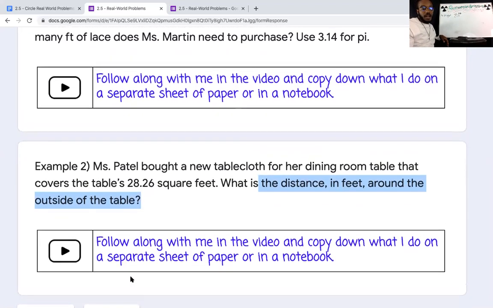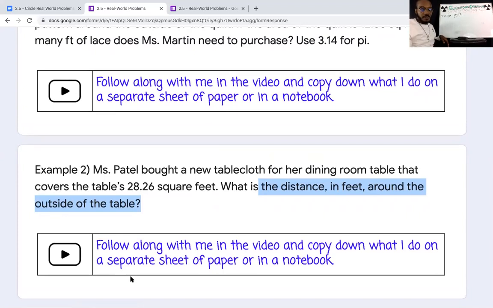And something else that I'm noticing is that this problem doesn't tell me very specifically if I should use 3.14 as pi, or if I should use pi, or if I should round up and estimate. I am going to just go with the habit of using 3.14 as pi because that's what you're gonna be having to do more of than anything else. So I know that pi, again, is 3.14.